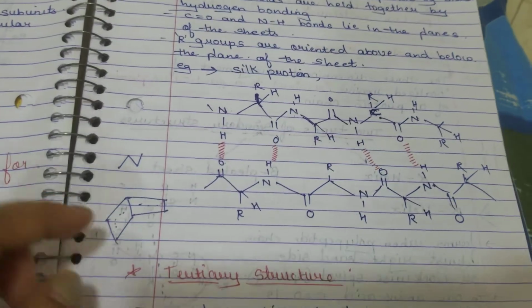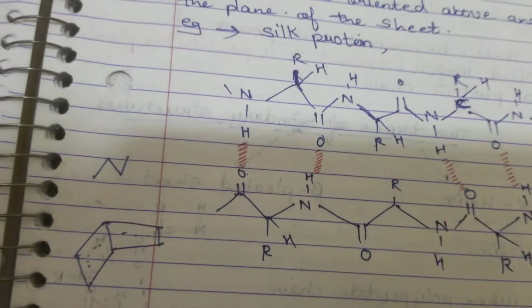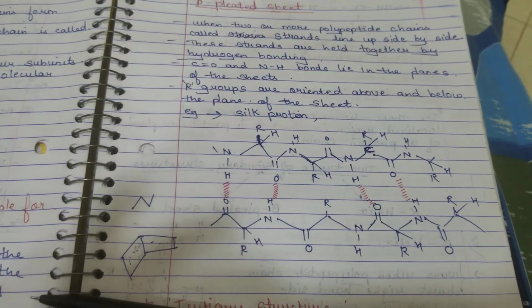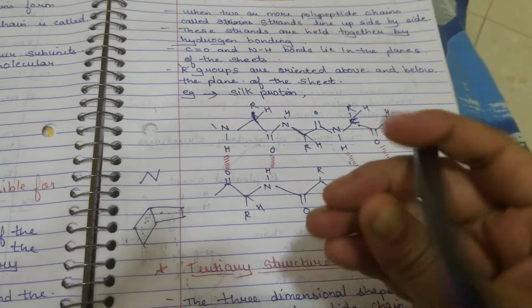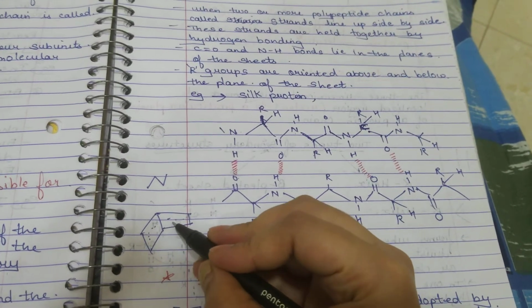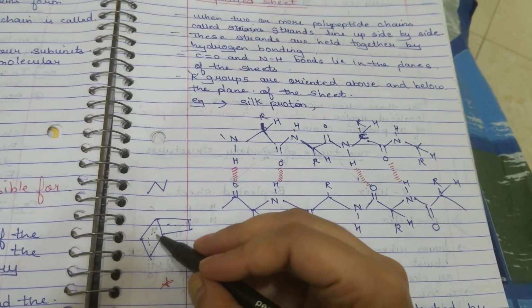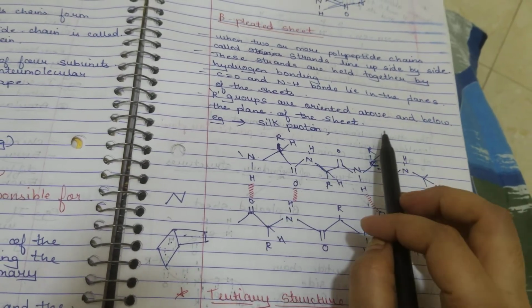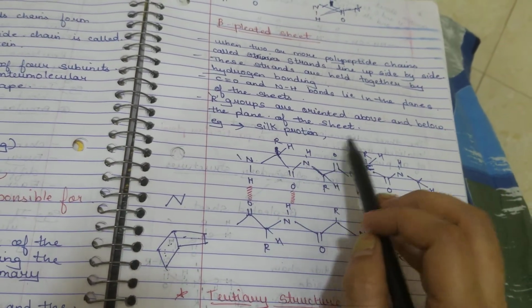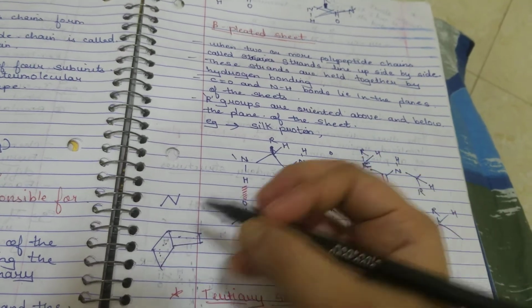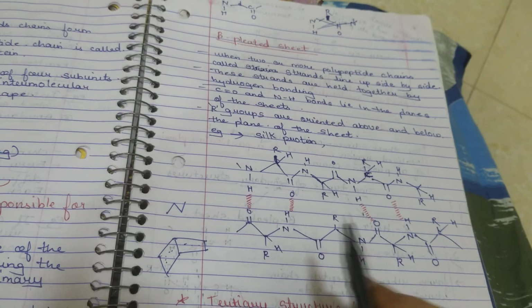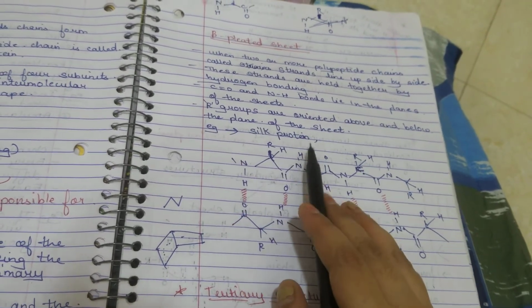So yes, that day I was telling you regarding this diagram. C=O and NH bonds lie in the planes of the sheet. I'm talking about this area. This is the area where your C=O and NH bonds will be lying, and R groups are oriented above and below the plane of the sheet. So it is going to be above or below the plane of the sheet. An example is silk protein.